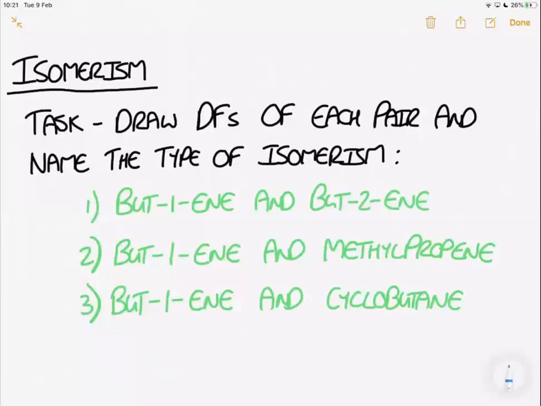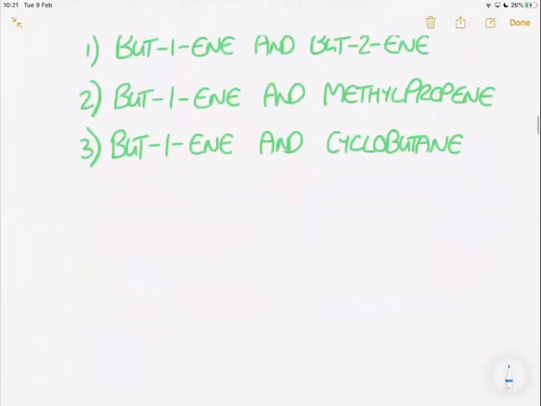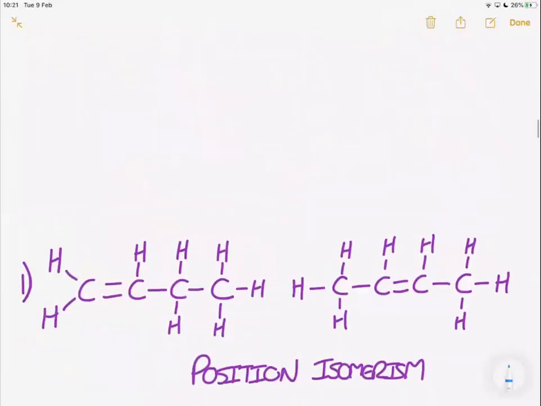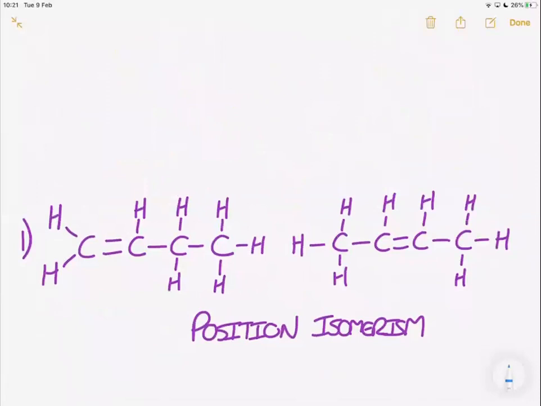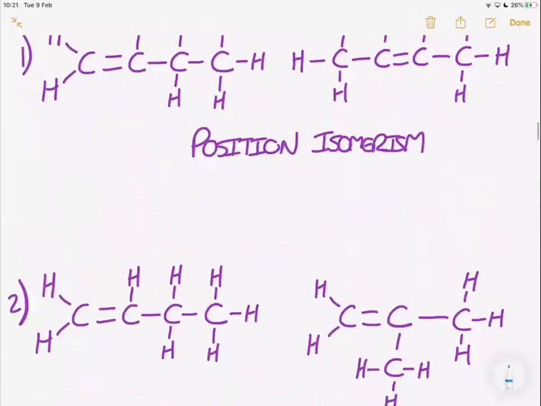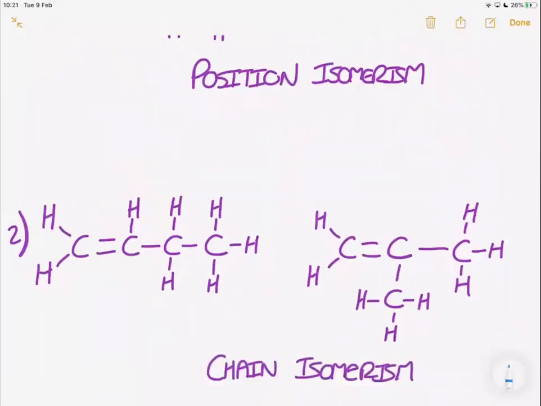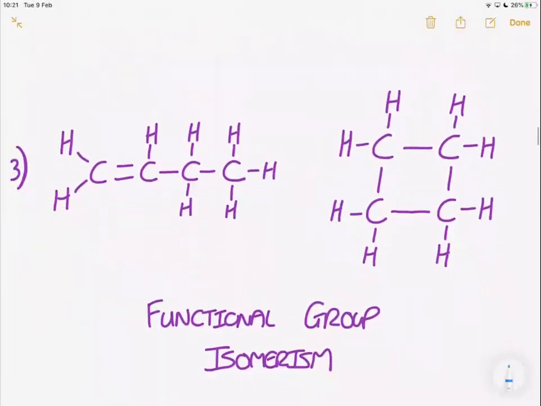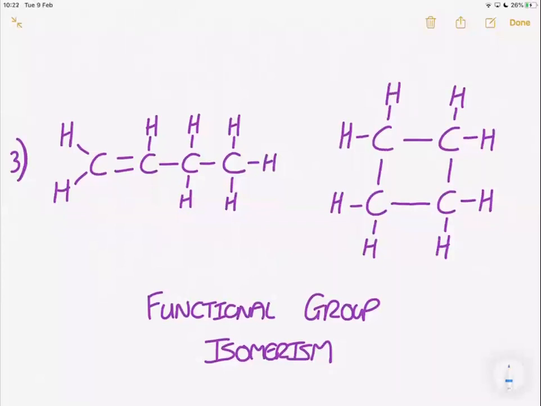Okay, so what we should have is a list of answers. Butyne and butene, position isomers. Butyne and methylpropene, chain isomers. Butyne and cyclobutane, functional group isomers. You could also have methyl cyclopropane as a functional group isomer, but that's not what I asked you for. So they are functional group isomers.